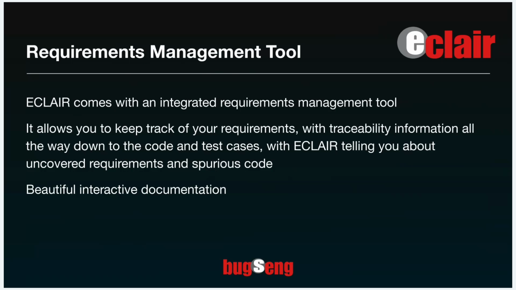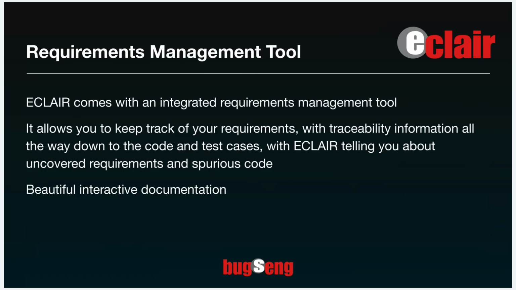You can use it to keep track of your requirements and have bidirectional traceability information all the way down to the code and the test case. So ECLAIR will also point out the uncovered requirements and the code without a requirement associated.